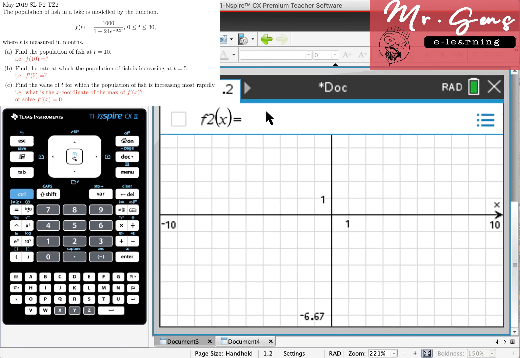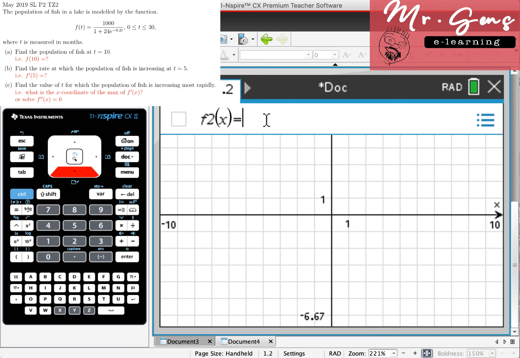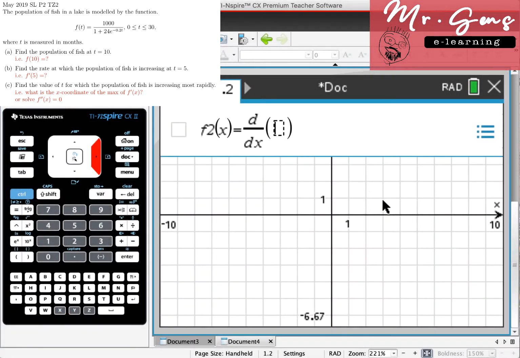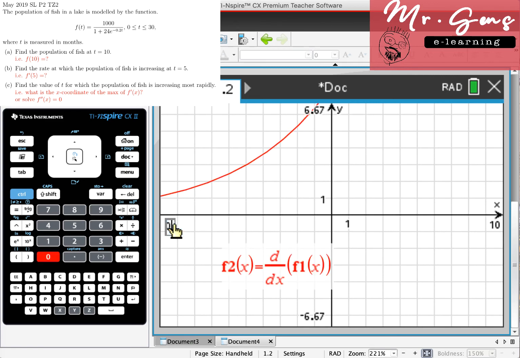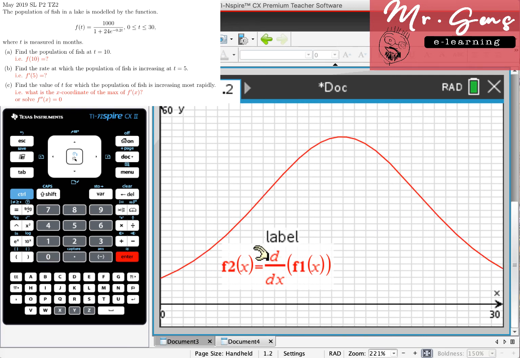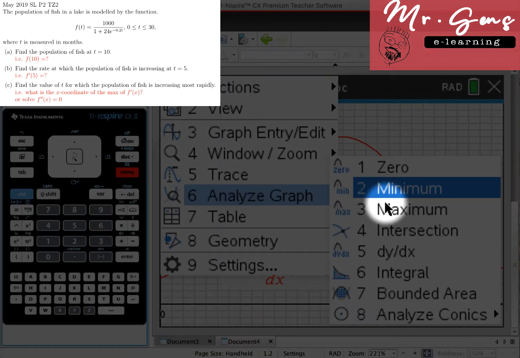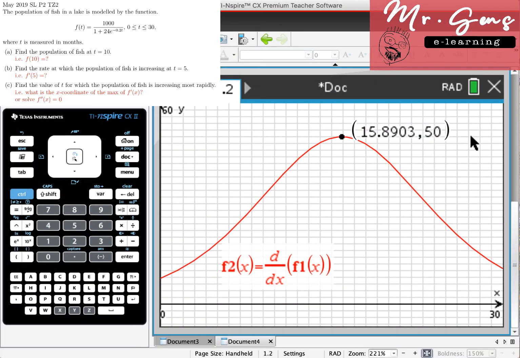As you see, it shows f2. If you scroll up, you can see f1 is already here, but it's hidden. Let's sketch the derivative function of f1. I'll be using the symbol button again. Of course, we only see a small portion of the graph since the numbers are big. You may guess and check some values to make a better fit. And let's find the maximum. It's 15.9. Or instead, we can solve the equation f double prime of x equals 0.